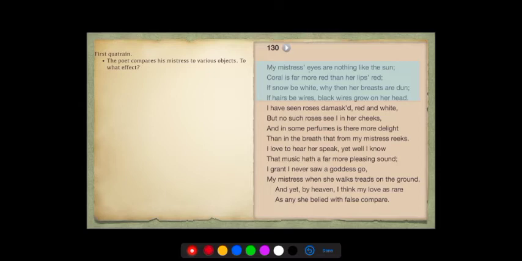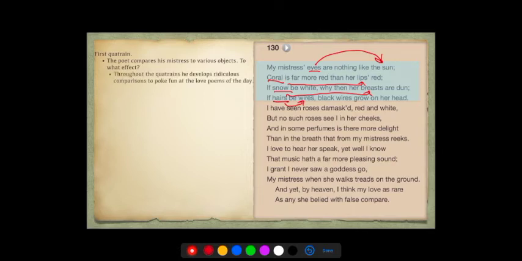Well, her eyes compared to the sun, coral to her lips, snow to breasts, hair to wires. Lots of comparison. Now notice that. So what is he getting at here? I think he's poking fun at love poems that go way overboard. You are so incredible. You are like, I mean, literally, eyes nothing compared to the sun. Come on, please. No one's eyes are that way.